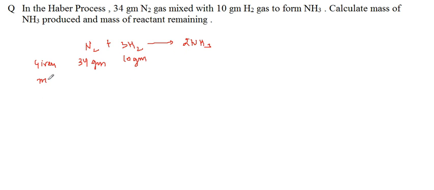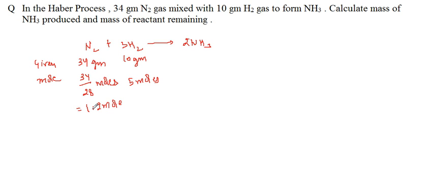Now how many moles do we have? Moles of nitrogen is 34 by 28, and that is equal to 1.2 moles. Okay, we have nitrogen 1.2 moles. Similarly for hydrogen, 10 gram divided by 2 gives 5 moles.